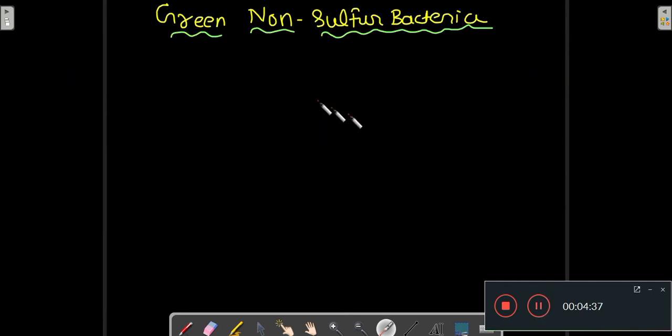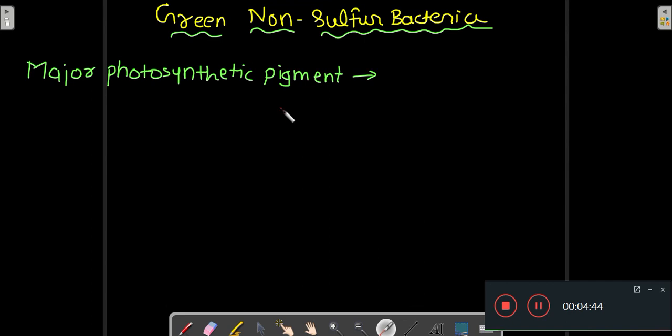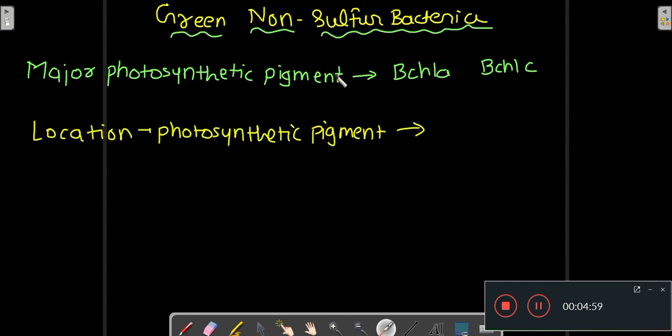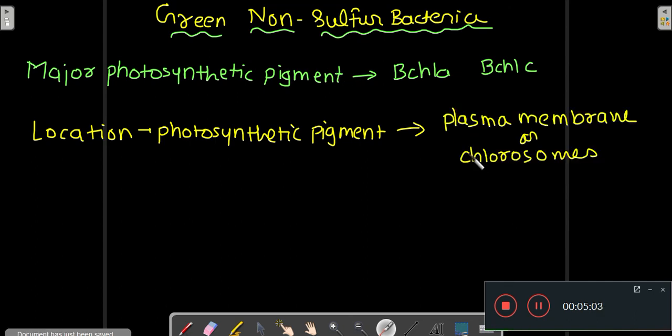Now let's look at the properties of green non-sulfur bacteria. The major photosynthetic pigments in green non-sulfur bacteria are bacteriochlorophyll A and bacteriochlorophyll C. Then the location of the photosynthetic pigment in green non-sulfur bacteria is either plasma membrane or chlorosomes.